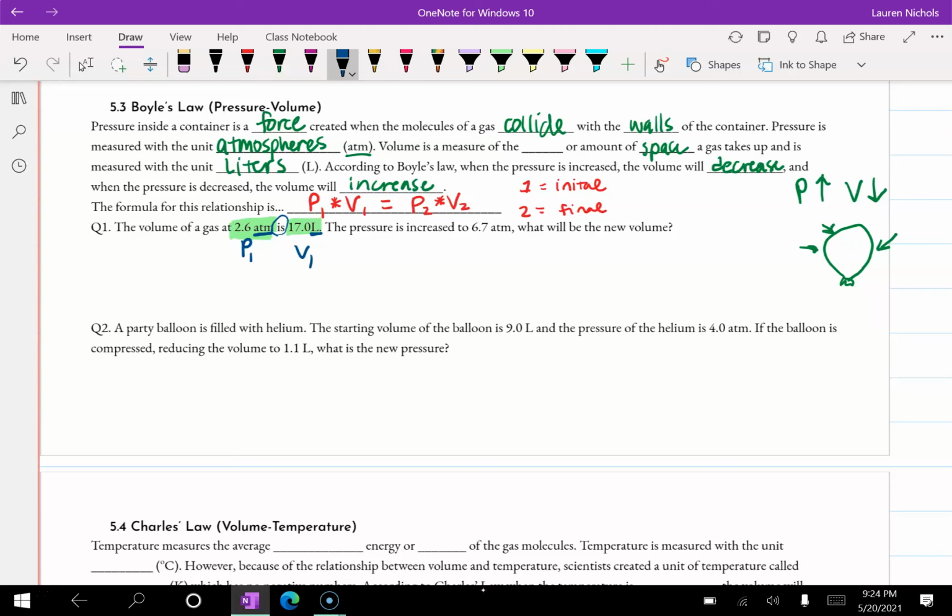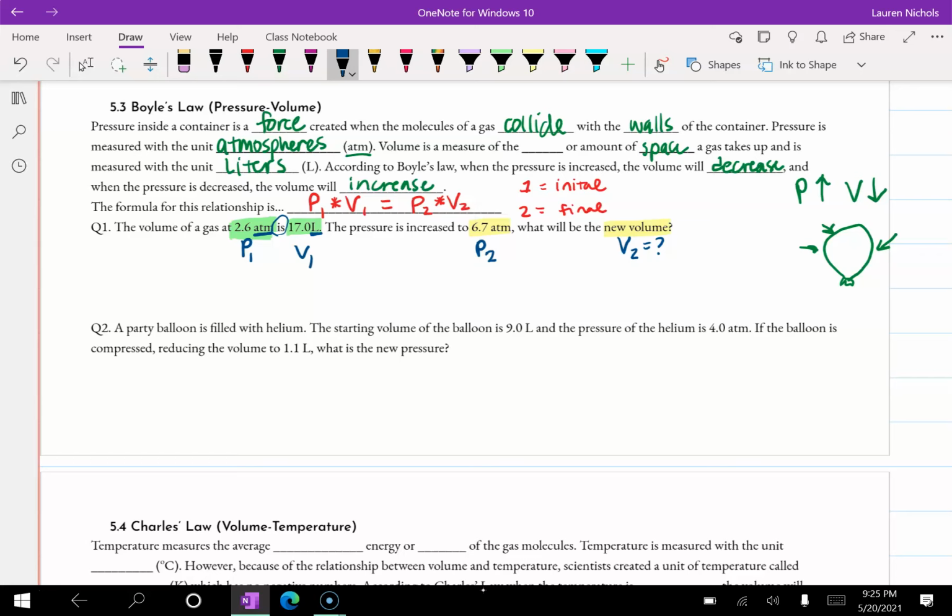It says the pressure is increased to 6.7 atm. So we have another pressure because of atmospheres. It's after it's been increased, so we know it's the change, so it's P2. And it says, what will be the new volume? So that means they want to know, okay, what is V2? Now, we already know that when pressure goes up, the volume has to go down. So because my pressure has increased from 2.6 to 6.7, my new volume should be smaller than my first volume.